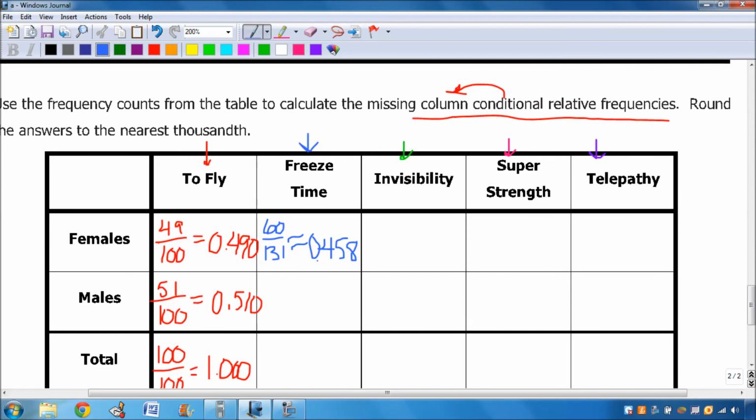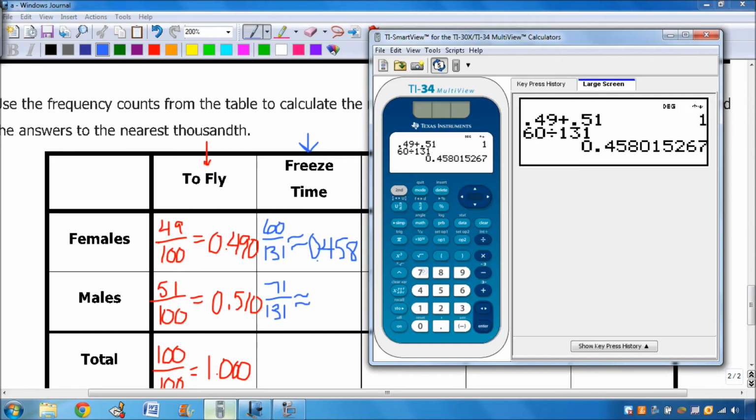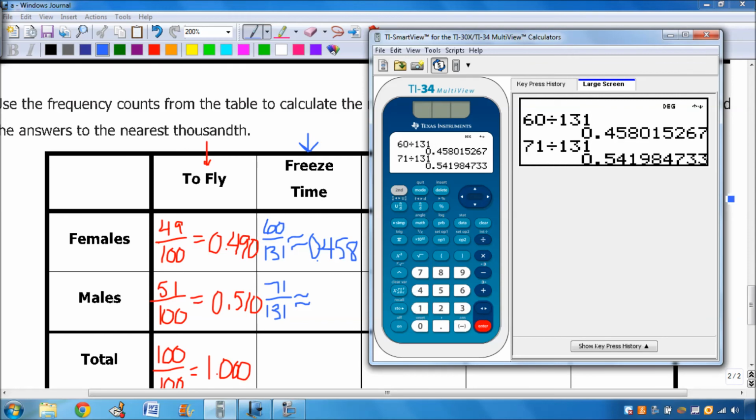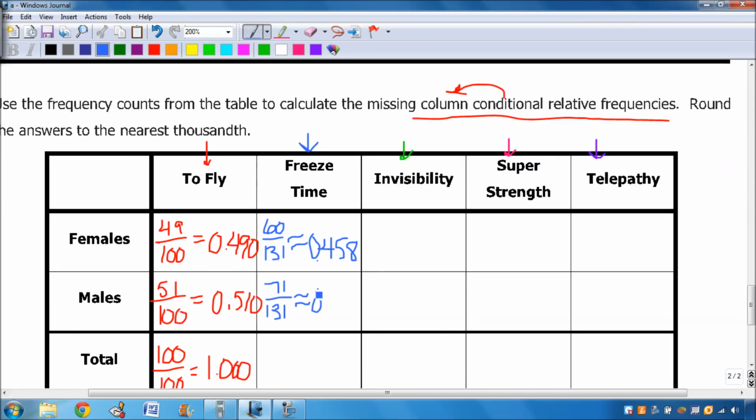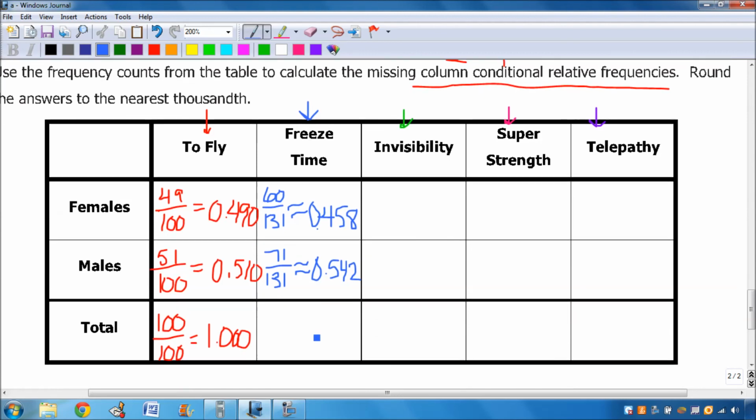Okay, and then let's figure out this other one right here. Well, we know that 71 males out of 131 people chose freeze time. So when I divide that out, you end up getting 71 out of 131, which gives you 0.541984733. Look at the 1. There's a 9 that comes after it, so that means it's going to give this 1 a shove up to 2. So you get 0.542. So what this means is that 54.2% of everyone that chose freeze time was a male. All right, so then this is 131 out of 131, so you end up getting 1.000.